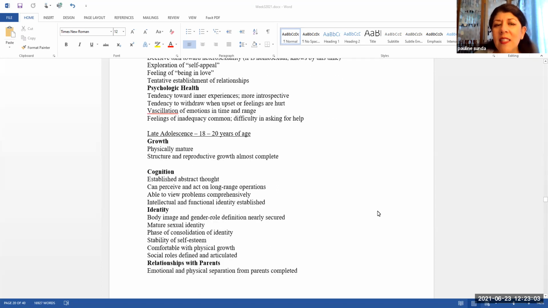Psychological health. There's more of a tendency towards inner experiences. They tend to be more introspective. They tend to withdraw when they're upset or they're hurt. They also have a difficult time asking for help.